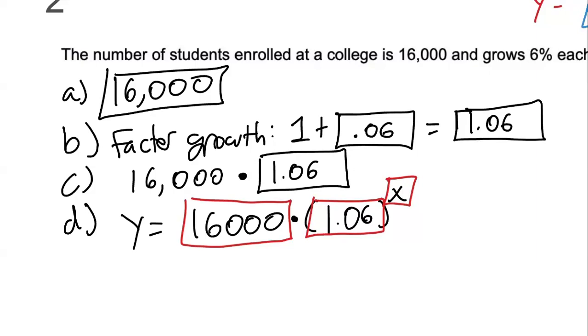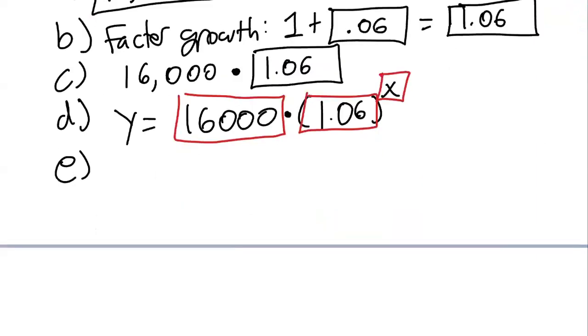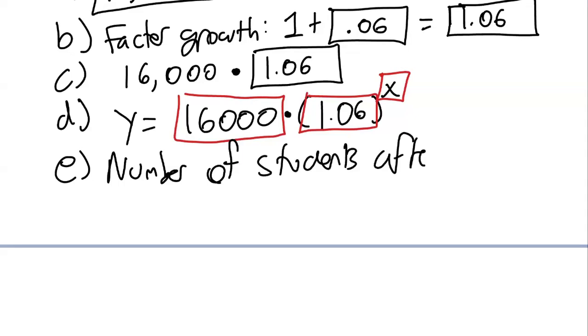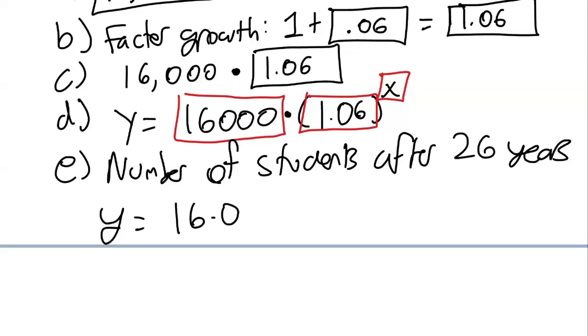So for part E, it says it's the same as the previous one. It wants you to know how many students will there be after 26 years. So for part E, it's asking you for the number of students after 26 years. And to determine that, I just plug it into my equation.